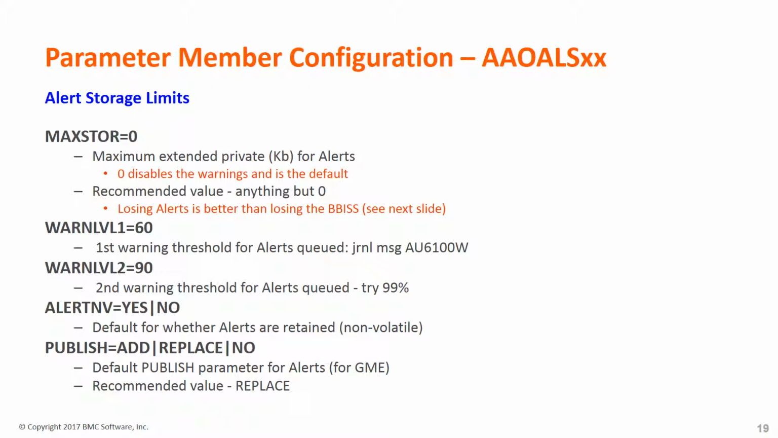So you can specify WARNLEVEL1, set to some value to let you know that you're filling it up. And then there's a WARNLEVEL2, which you may want to set to 99, so you do get an exception when the alert storage limit's exceeded. Now there is a value ALERTNV that allows you to specify whether your alerts are to be retained over recycles. And then there's a PUBLISH keyword that allows you to indicate how you want alerts to be published for our off-board solutions.